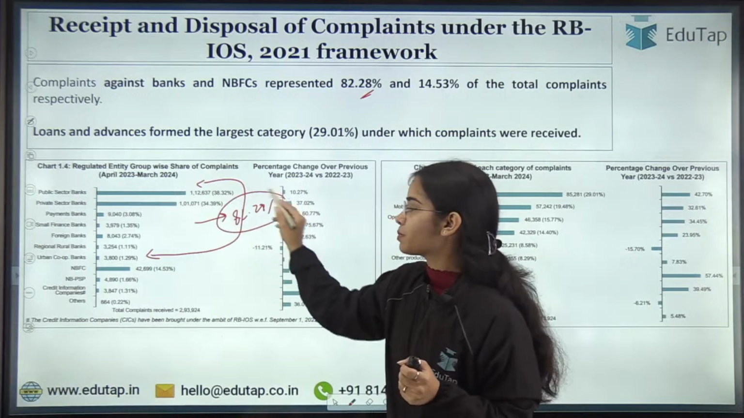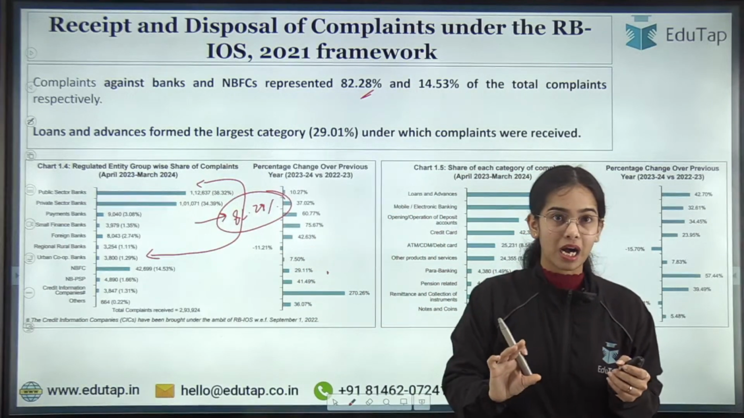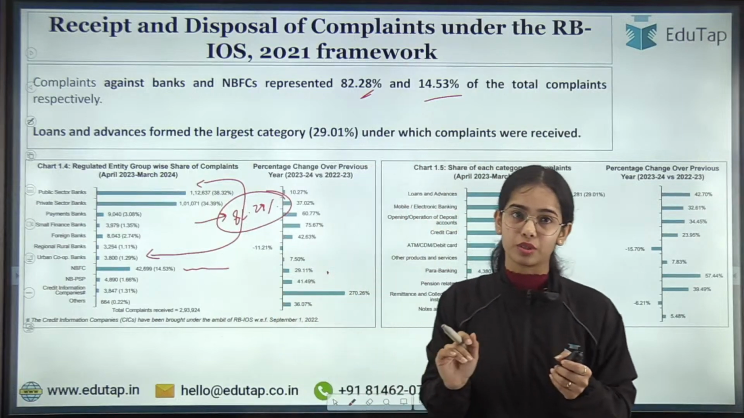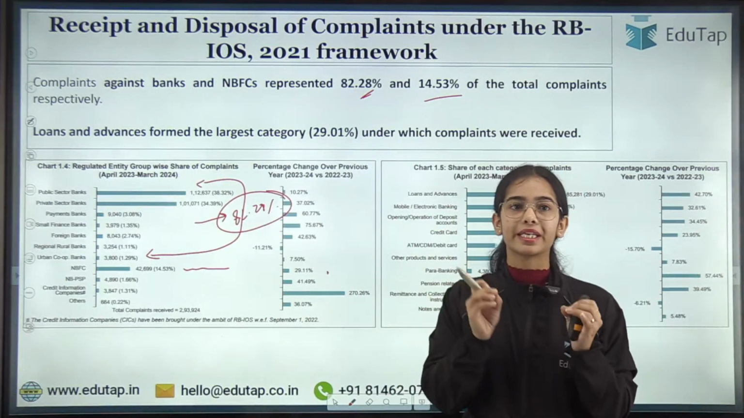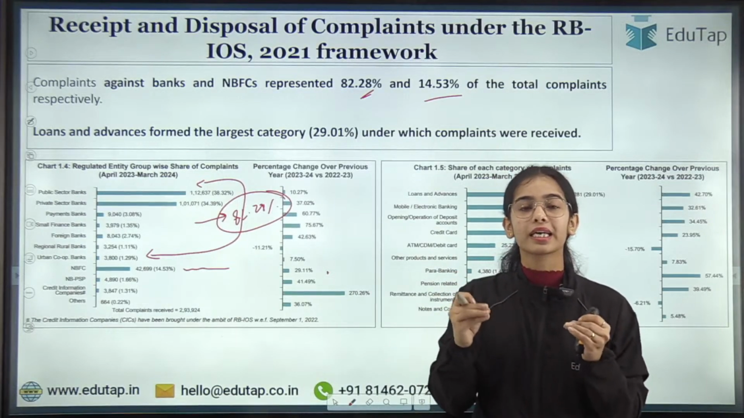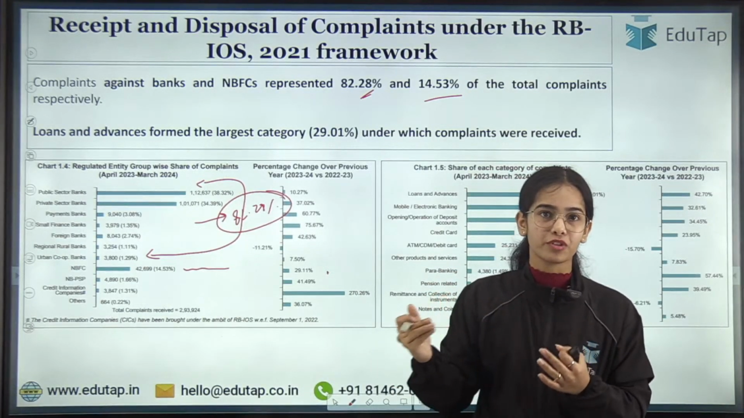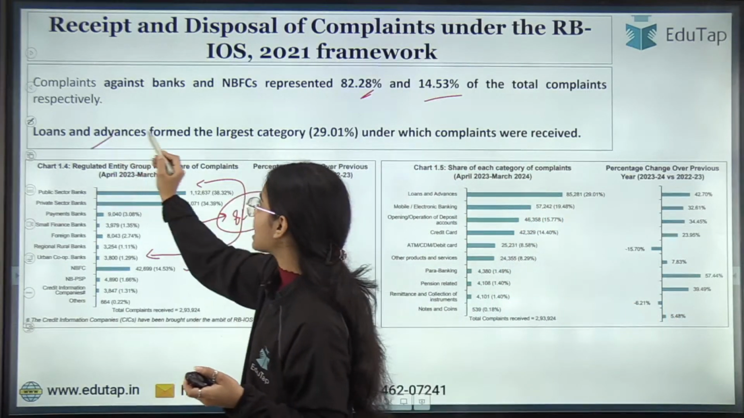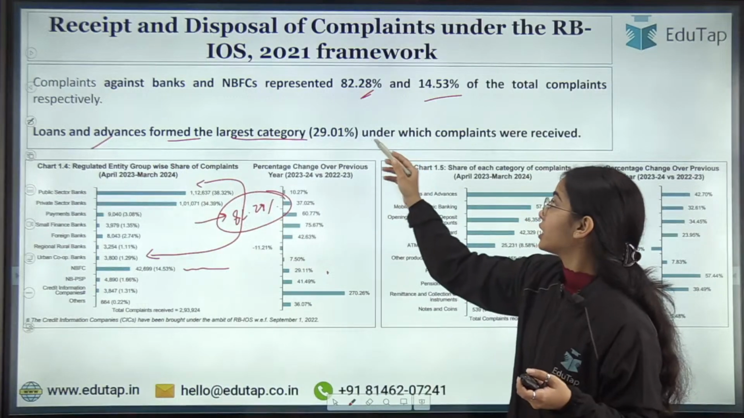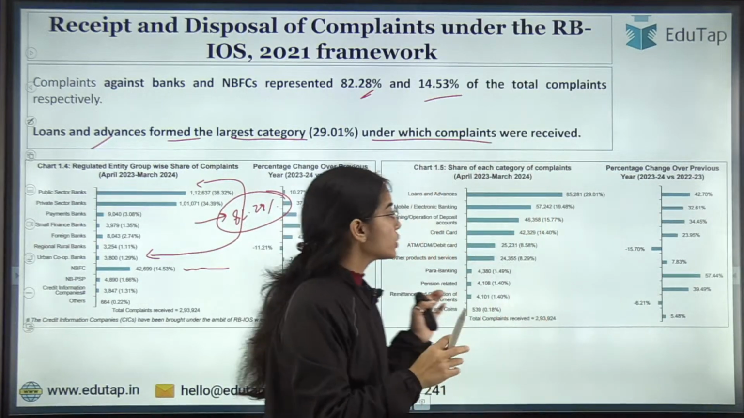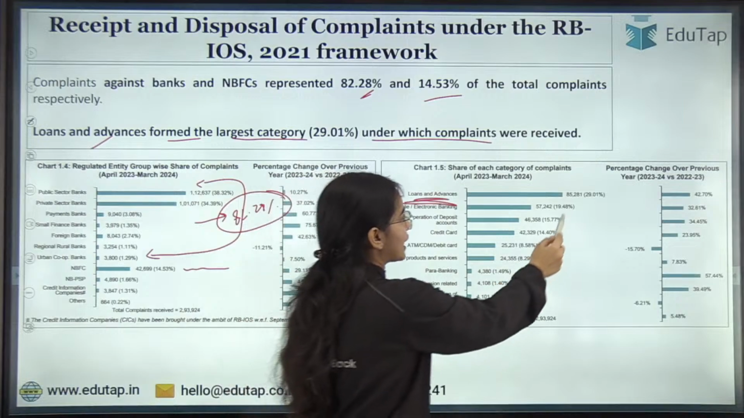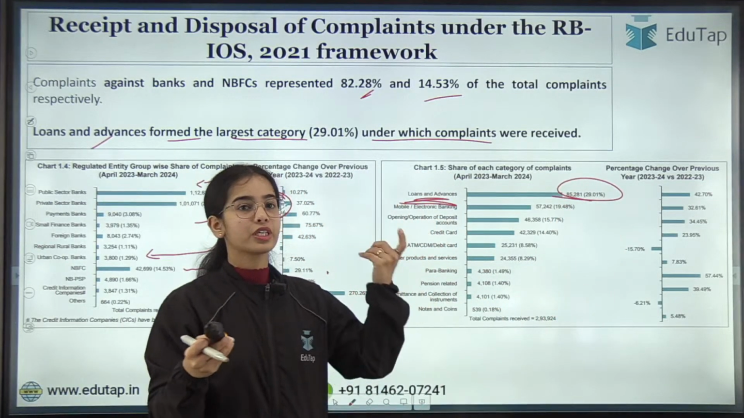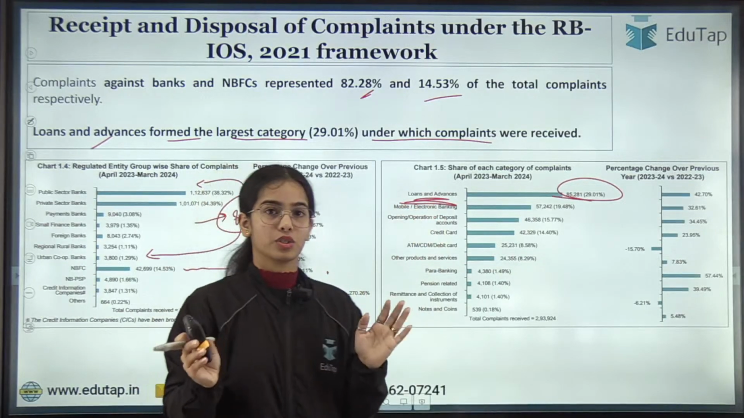So, the highest percent of the complaints were received against the banks. Then NBFCs, that is 14.53%. So, complaints against banks were 82.28%, and complaints against NBFCs were 14.53% of the total complaints received. Loans and advances formed the largest category under which complaints were received, nearly 29% of the complaints. So, this is the idea.